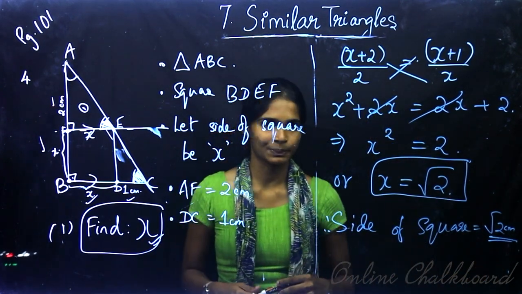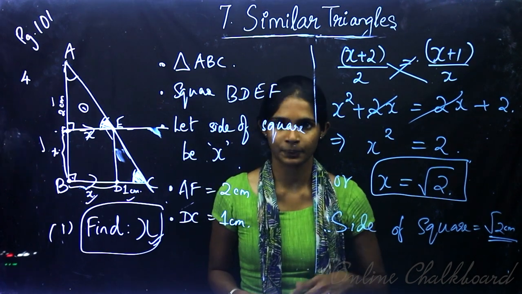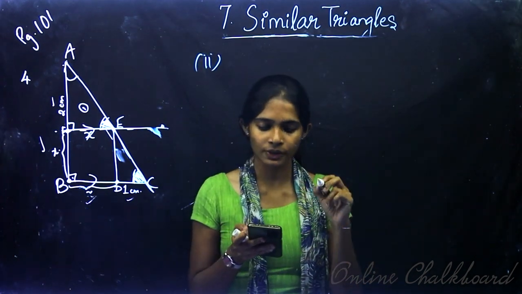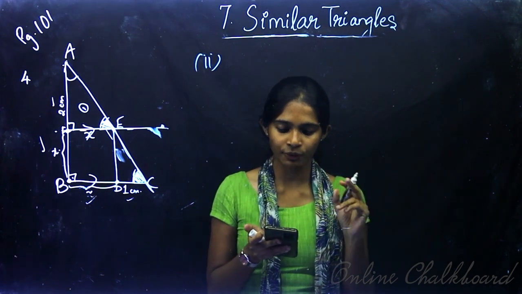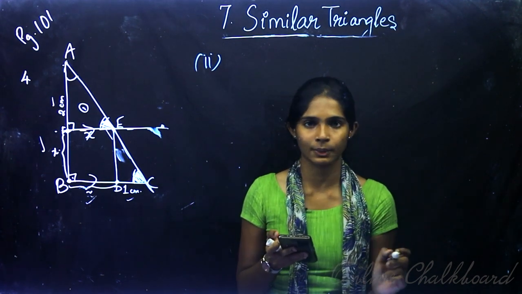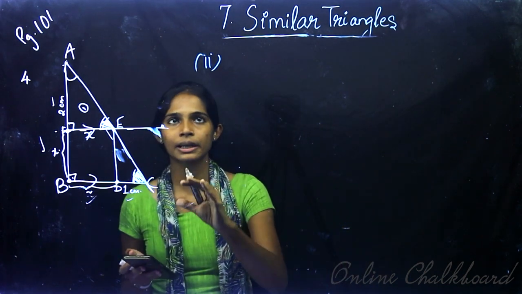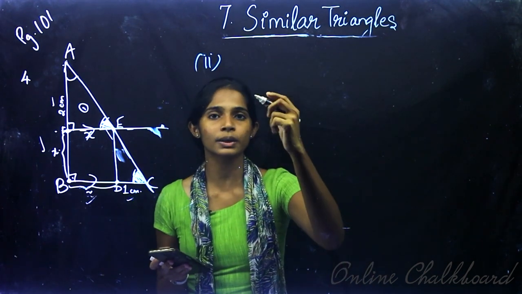Okay, the first part is complete. Now we will look at the second part. What is the length of a side of the square drawn like this within a triangle of sides 3, 4 and 5 centimeters? So in the second question, we will say this is a new triangle.